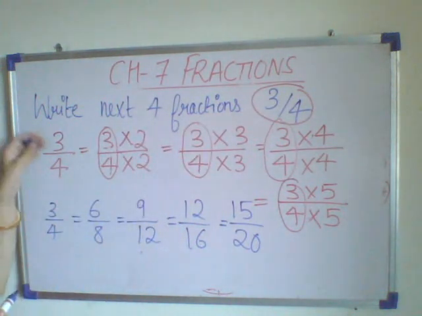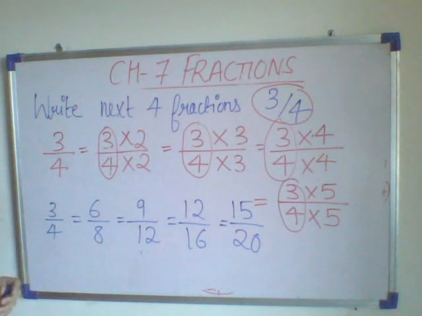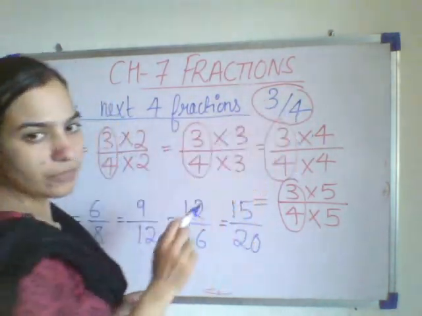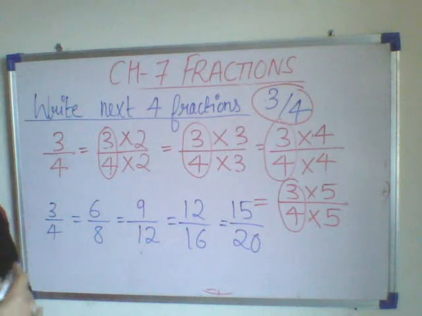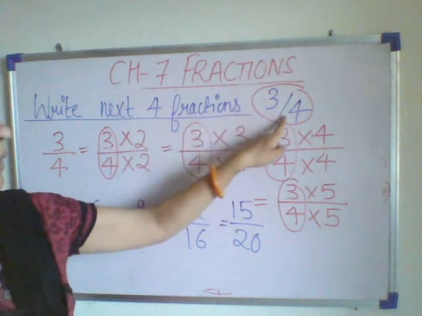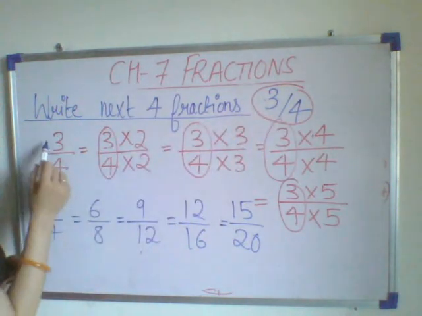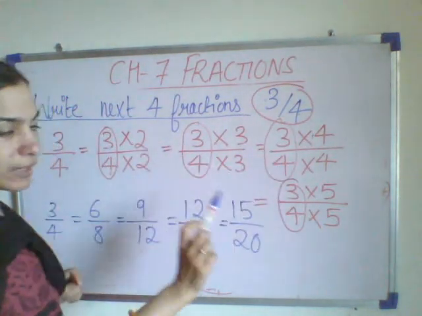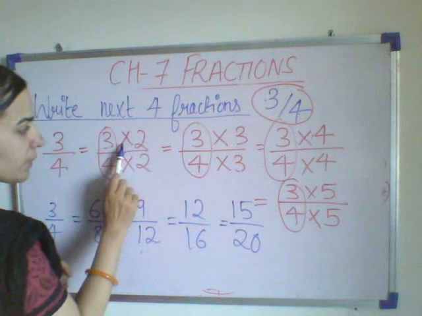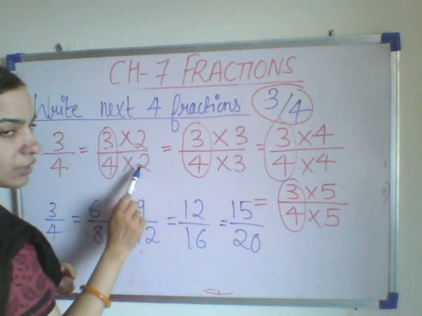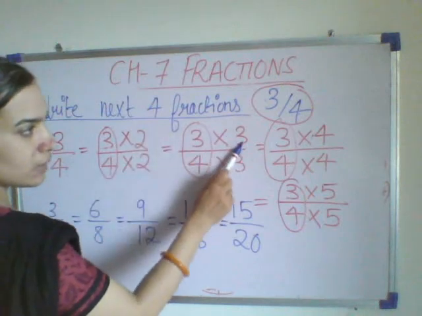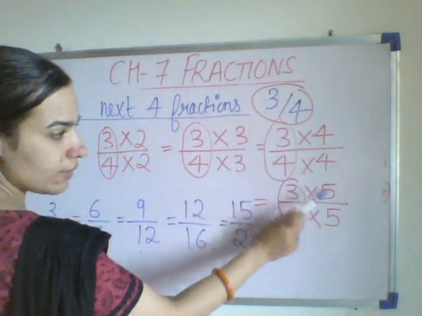Again, let us revise this question. In the question, what is asked? Write the next 4 equivalent fractions of 3 by 4. So what will you be doing? You will be writing 3 by 4. 3 by 4 will come in each of these, and you will multiply both the numerator and denominator with the same number. You will be starting with 2, then 3, then 4 and then 5.